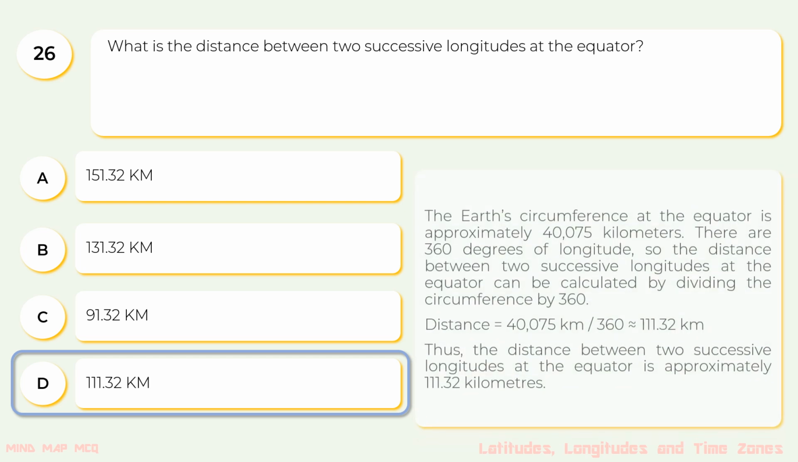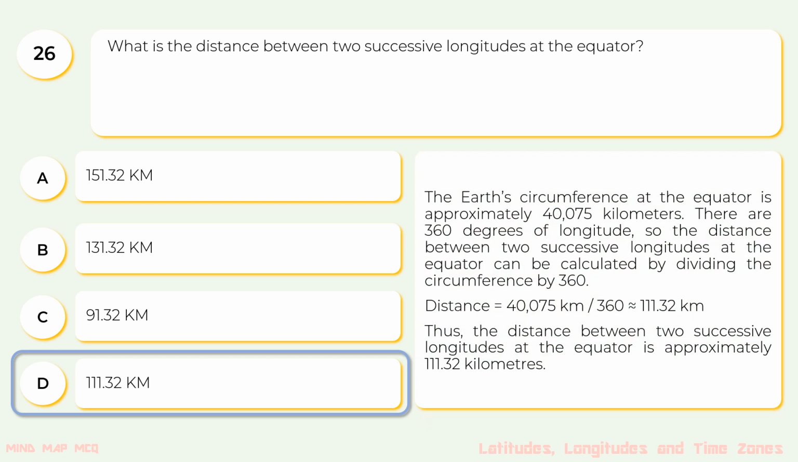111.32 kilometers. The Earth's circumference at the equator is approximately 40,075 kilometers. There are 360 degrees of longitude, so the distance between two successive longitudes at the equator can be calculated by dividing the circumference by 360. Distance would be 111.32 kilometers. Thus, the distance between two successive longitudes at the equator is approximately 111.32 kilometers.